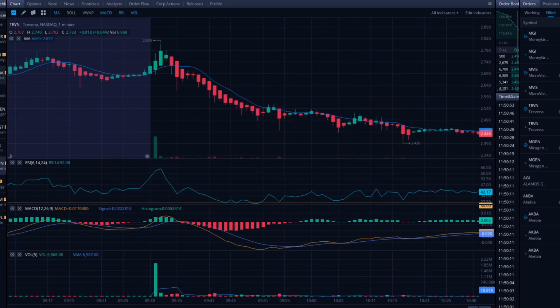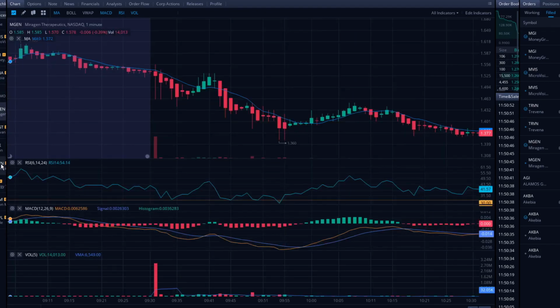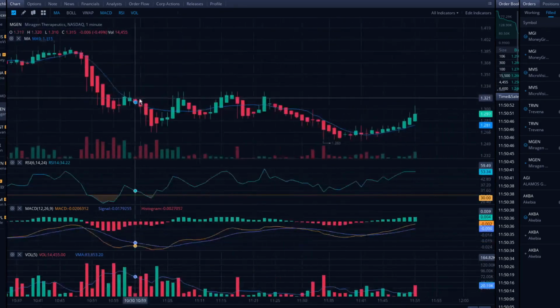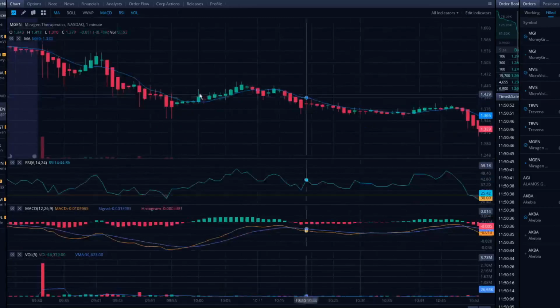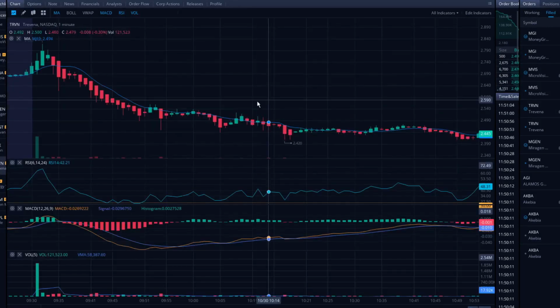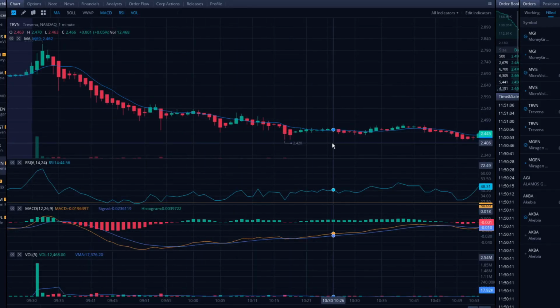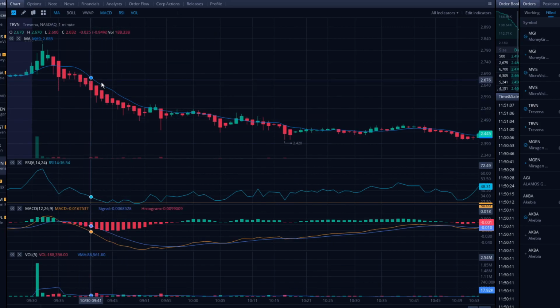And like I said, with MGEN and TRVN, those prices never got back to where they were at pre-market. So we would have been really struggling here if we had not had those stop losses. So the strategy is working by mitigating losses, guys. So that's good. That's a good sign.